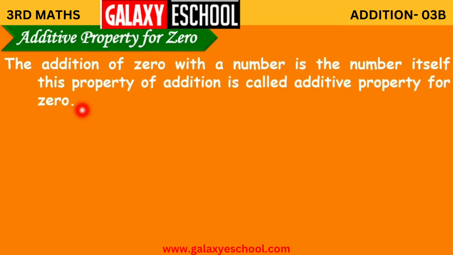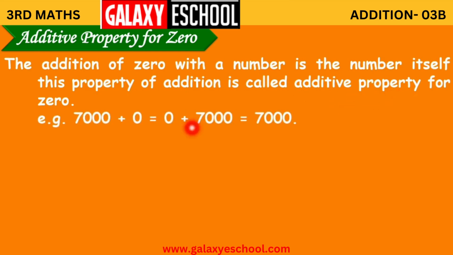Now moving on to the last property, which is the additive property of 0. This is very easy children. The addition of 0 with a number is the number itself. This property of addition is called additive property of 0. We know this, right? Whenever we add 0 to a number, the answer will be the number itself. See, whenever we add 0 to a number or we add a number to 0, 7000 plus 0 or 0 plus 7000, however we add, the answer will be the same, which is 7000.